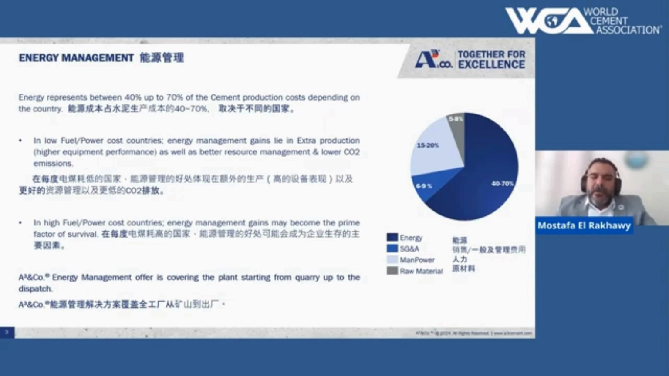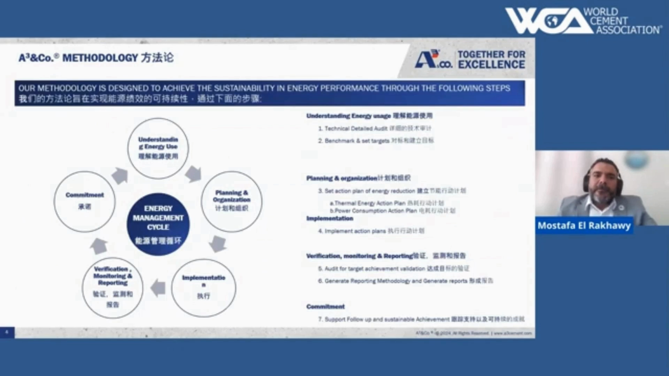So energy cost reduction is either done on the sourcing level, which is not what we will talk about today, or done on the plant level utilization of energy, where we will try to share our experience in A³&Co for what we should do with WCA members, of course, to reduce energy on the plant level. So this is our methodology.